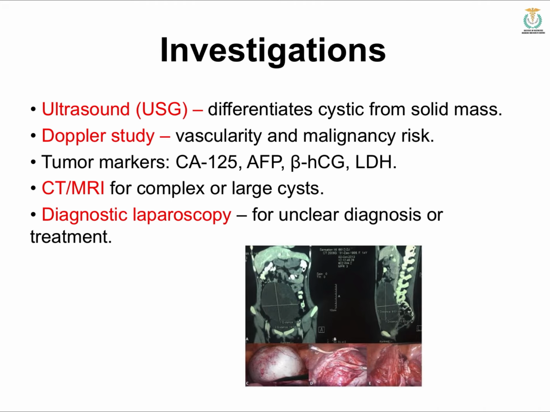Then you can do a Doppler study for vascularity and malignancy risk. You can also do tumor markers like CA125, which help when malignancy is suspected, though they are not specific. Always rule out pregnancy by doing a beta HCG.